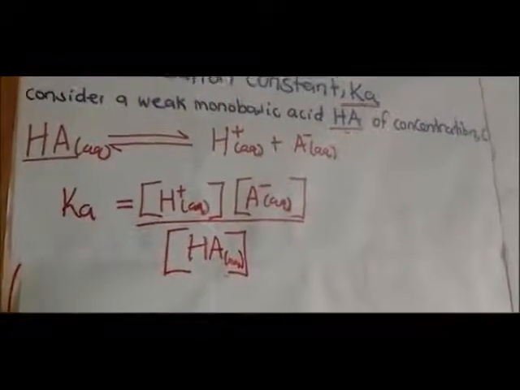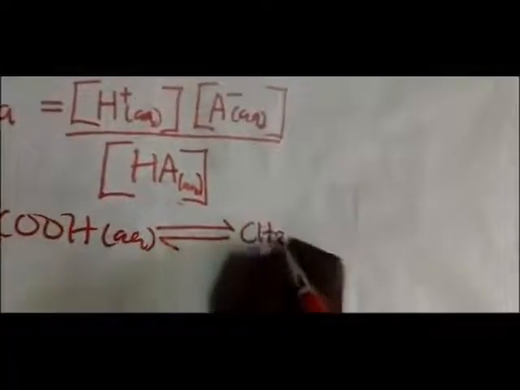But we can also have, if it was ethanoic acid, it can be like this. It will form the ethanoate ions plus hydrogen ions. So our Ka will be ethanoate ions, hydrogen ions, divided by the ethanoic acid.